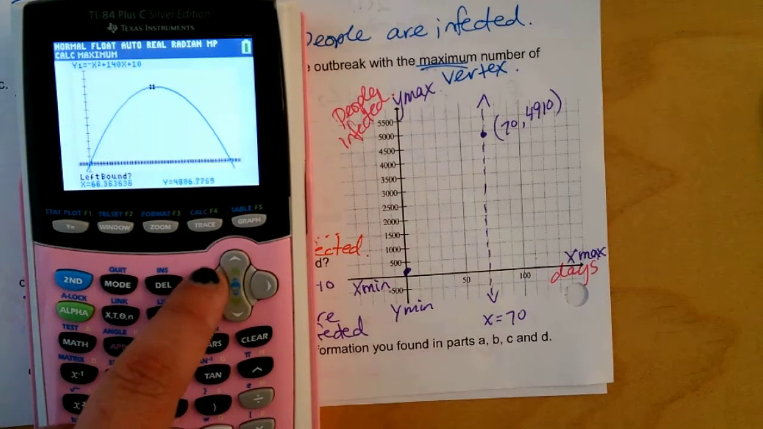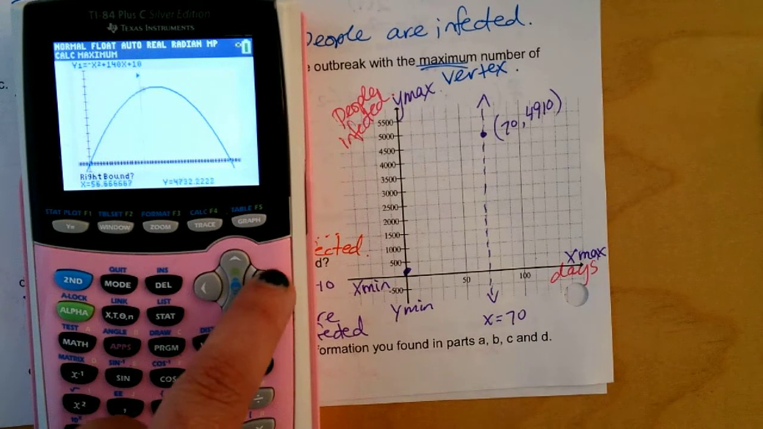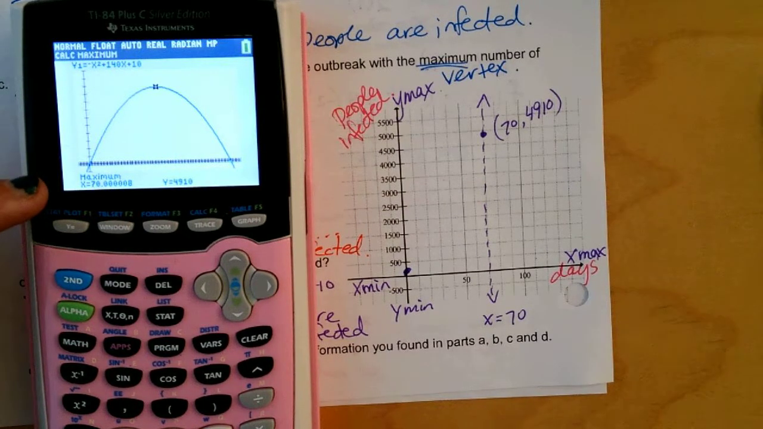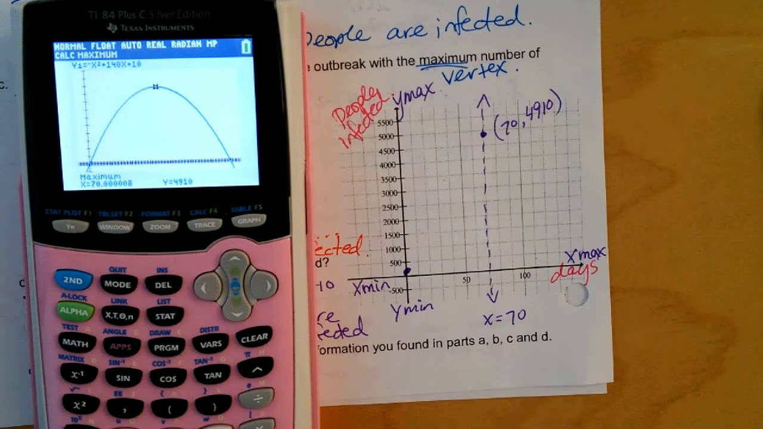I want to be on the left-hand side. Am I on the left-hand side of the maximum? I press enter. I'm going to scroll past the maximum to the right-hand side. It doesn't matter where on the right, you just push enter when you get over to the right, and then at guess, push enter one more time. There's the maximum. You see it's 70. It has some other decimal places, that's just a little calculator glitch. And then you see the y-coordinate is 4910. Okay, so that's how we find the maximum.